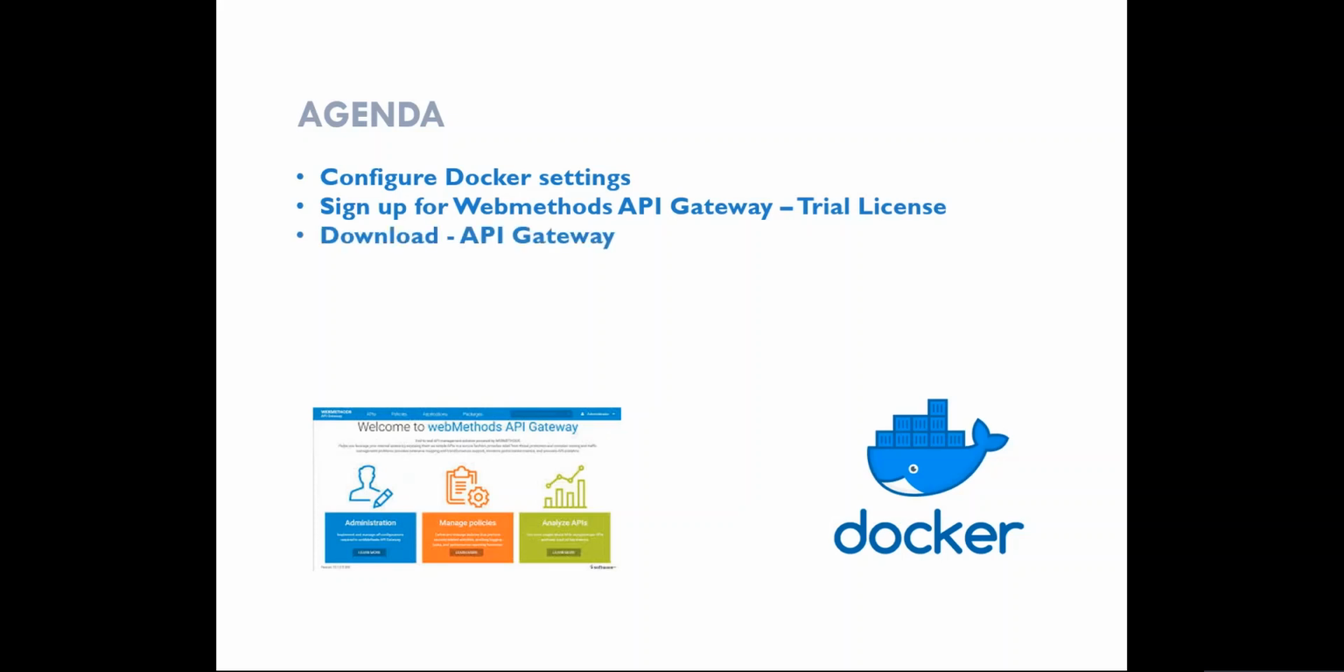The third step is to actually download the binaries of the API Gateway. This is done using Docker itself. Fourth step is to actually install and run the API Gateway. Finally, we access the API Gateway and log in to the gateway to see the application up and running.